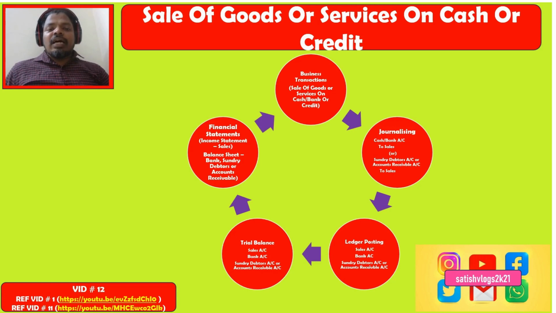Now let's move to the last phase of an accounting cycle, which is the financial statements phase. What are the critical statements which form part of the financial statements? One is the income statement and the second would be the balance sheet. Okay.